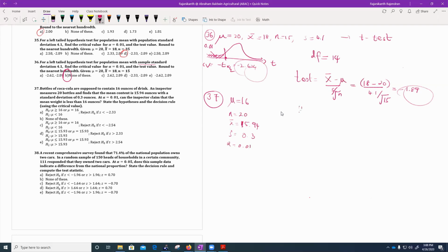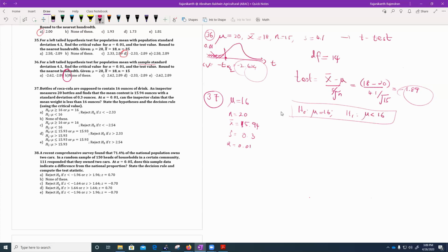So if we make the hypothesis now, mu is now 16. So we are claiming that mu may be less than 16. So this is a left tail test. Right. So now, if you look at the choices here, this is my hypothesis setup. Right. So now, what about these values? These are all our critical values. Z is my test value, right?